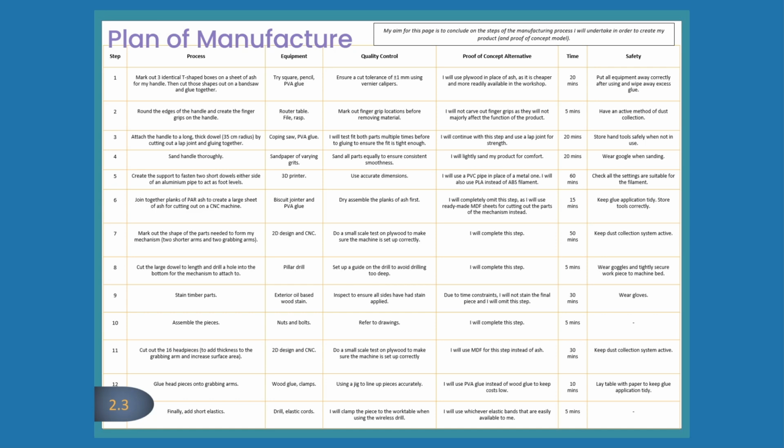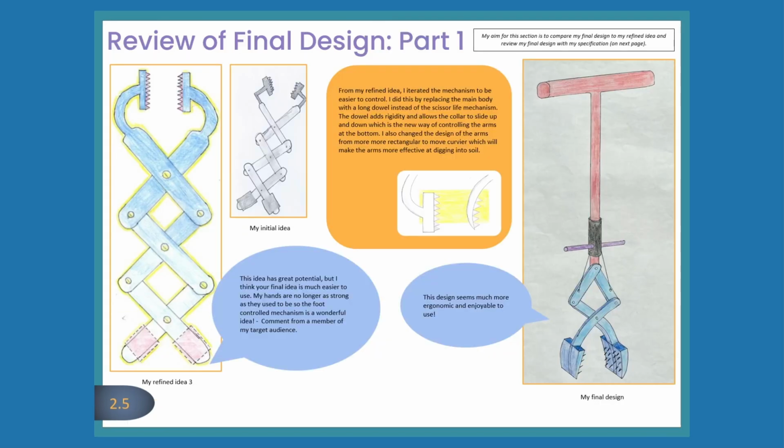The proof of concept alternative column is specific to my year. We didn't have to make the exact final product. We could make an alternative version from cheaper and easier to access materials due to COVID, which is why I made my final product from mostly MDF. In reality, an outdoor product made from MDF would not work.